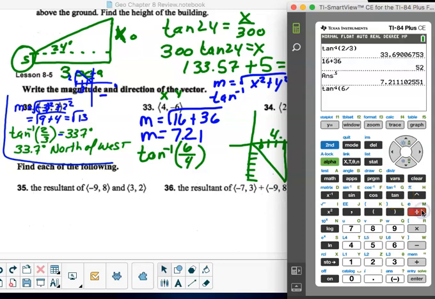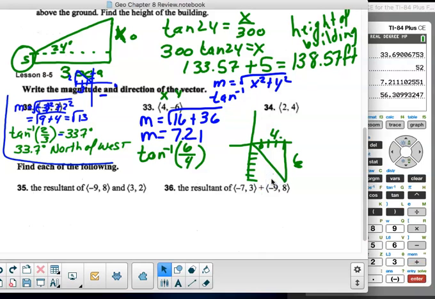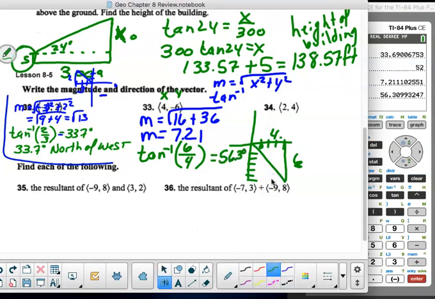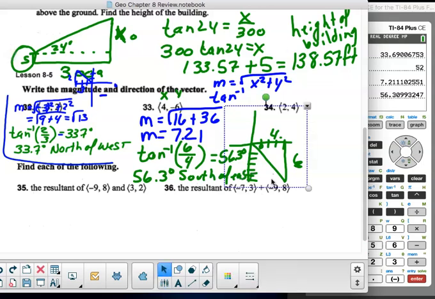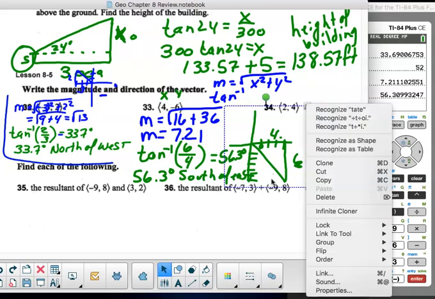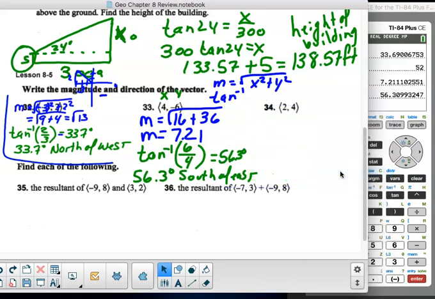Six divided by 4, and I got 56.3 degrees. So this is 56.3. And again, I got a picture, so I got 56.3 degrees south of east. Okay, it's awfully nice to be able to put a picture in there. I'm just going to get rid of that because it's in my next problem.